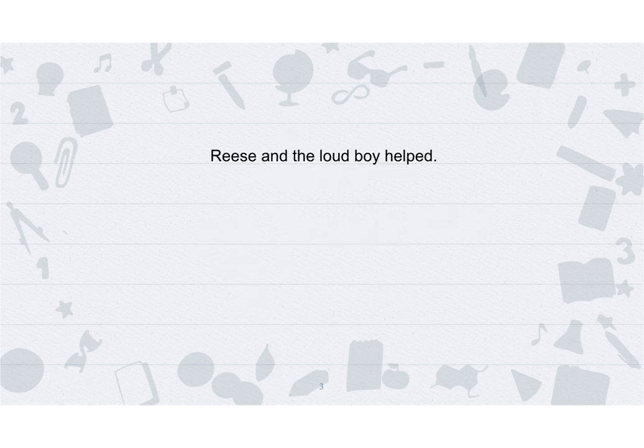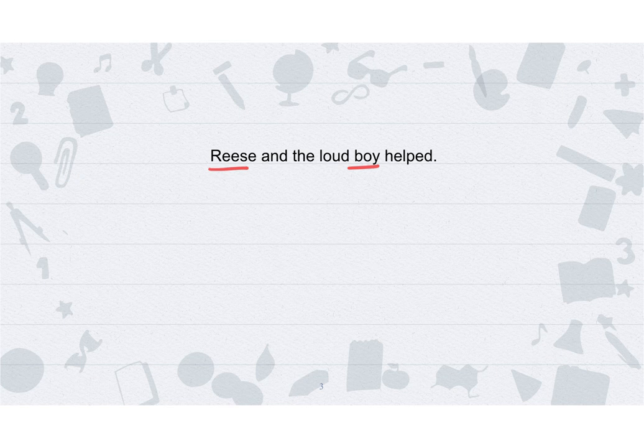Let's take a look at this next sentence. This next sentence says, Reese and the loud boy helped. So I always begin by reading my sentence. Next, I am going to go ahead and I'm going to mark my sentence. So who helped? Reese and the boy. So that is my subject of my sentence.